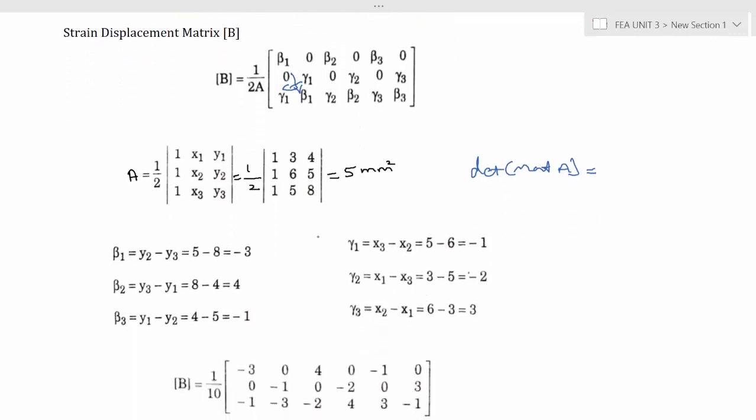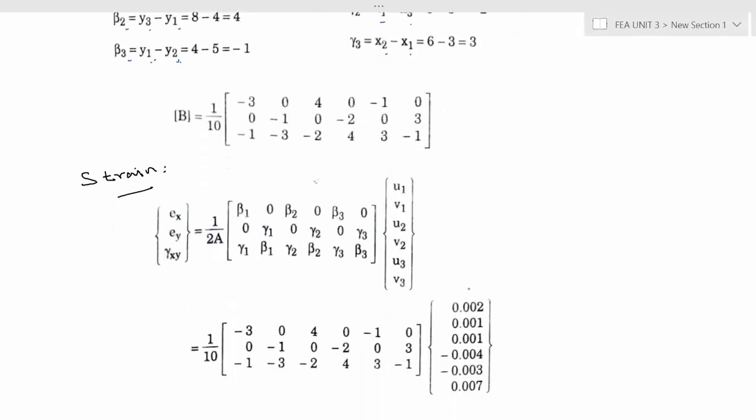Then the beta equation. So we know that beta 1 is equal to y2 minus y3. So it is 1, 2, 3, 2, 3, 1, 3, 1, 2. Similarly, gamma, so here if it is y2 minus y3, then here it will be x3 minus x2. So here 3 minus 2, then 1 minus 3, then 2 minus 1. So I know all the coordinate values, so I can substitute it and I can calculate the values of beta 1, beta 2, beta 3, then gamma 1, gamma 2 and gamma 3. So now I have substituted everything in the B equation. So this is my B matrix.